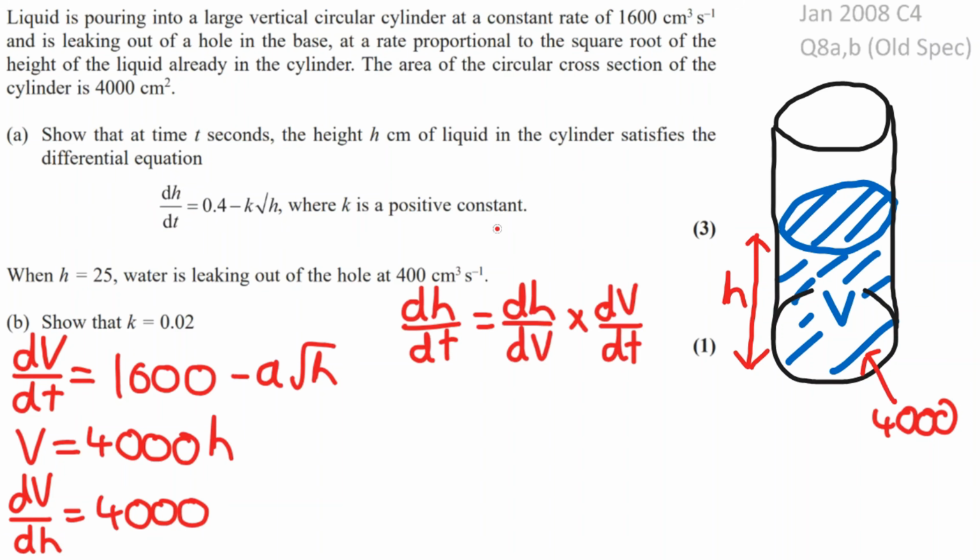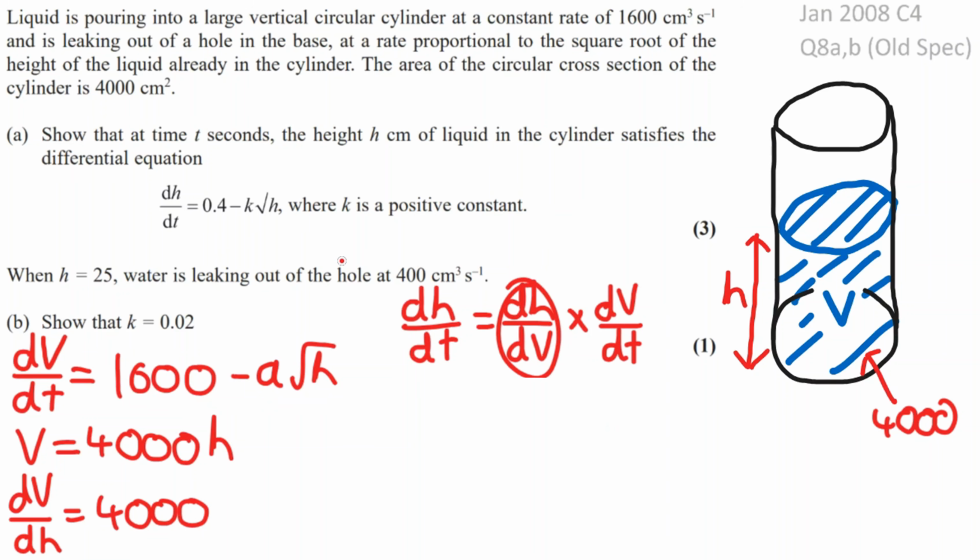So dh over dt is going to be, so we're going to want dh up here and dt down here, like this. And as we've got V common in both of the differential equations, we're going to put dV here and dV here, so these two will cancel out to just give the dh over dt. Okay, we have the dV over dt here. This is this 1,600 minus a square root of h.